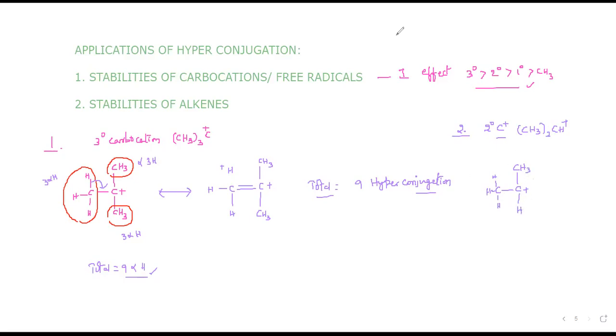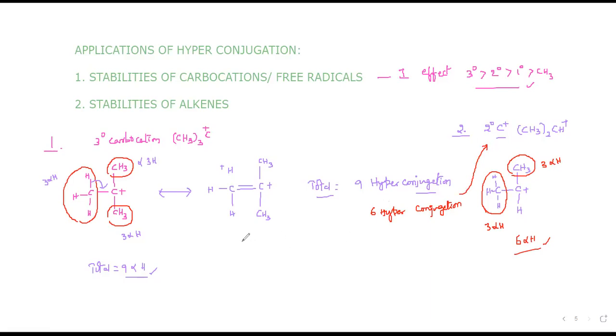So this has 3 alpha hydrogens here, 3 alpha hydrogens, right? Total how many alpha hydrogens? 6 alpha hydrogens. As it has only 6 alpha hydrogens, how many hyperconjugative structures are observed? 6 hyperconjugative structures are observed, for the secondary carbocation. So as I already mentioned, more number of hyperconjugated structures, more stabilized.